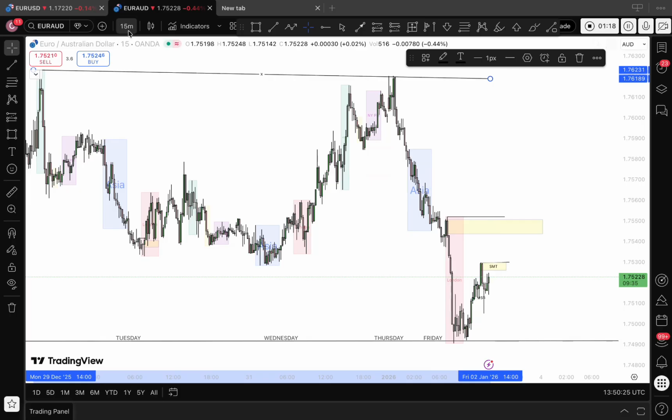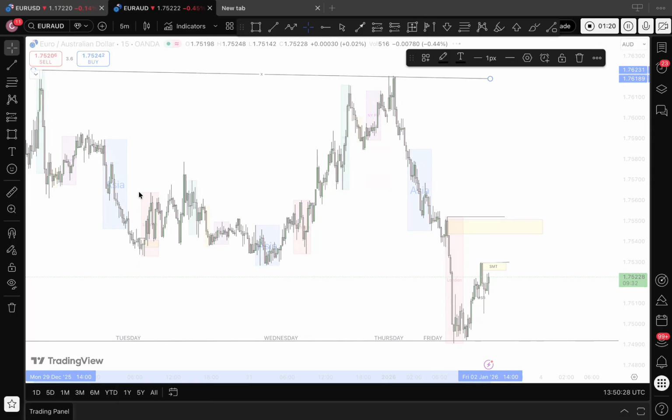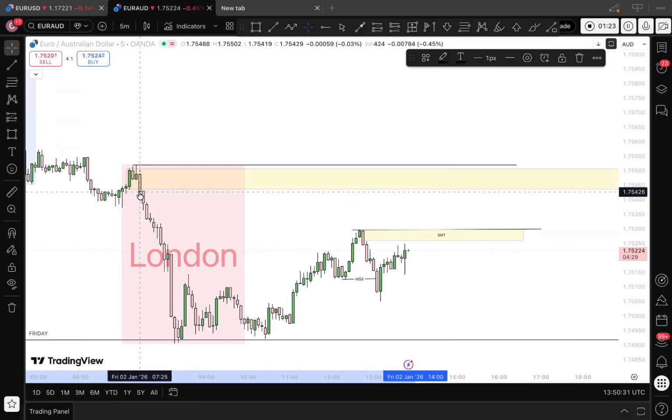What we are actually after is what is happening in the lower time frame. Every day there's always manipulation in the market, but knowing how to read those manipulations is what matters.